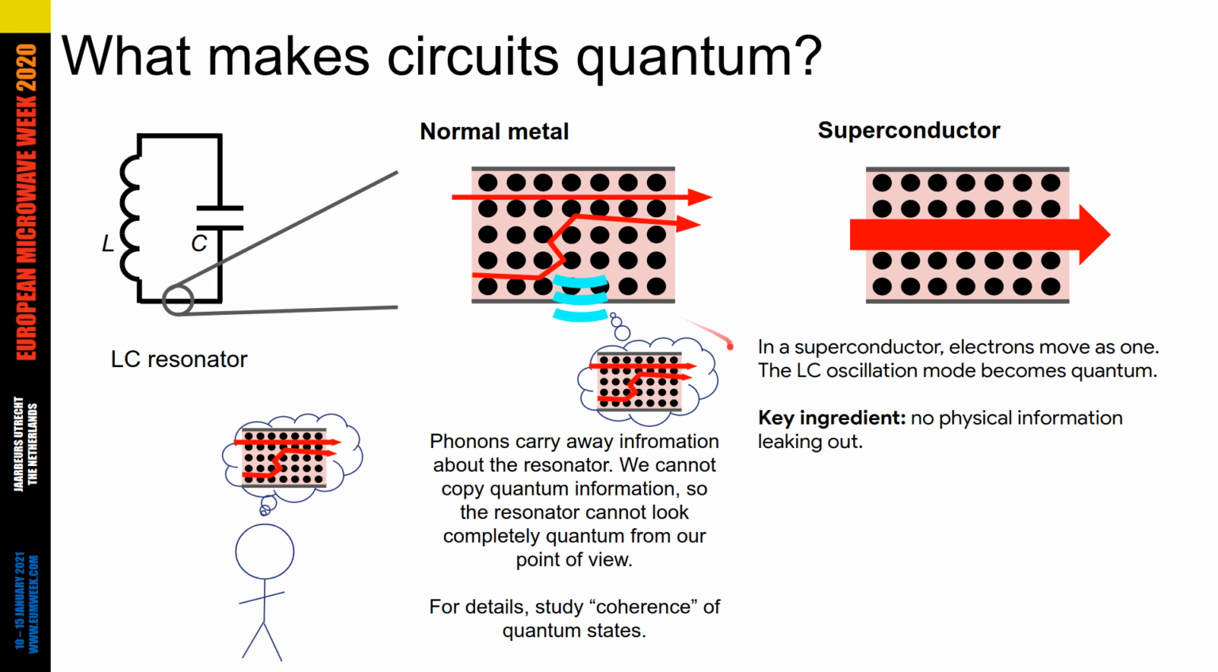So there's a simple solution. If we simply make the resonator out of a superconducting metal and cool it down, then the electrons no longer scatter and there's no more leakage of information away from this resonator. And if we do that, all of the physical information about the resonator remains in the resonator. It turns out that's all you have to do to make an electrical circuit behave quantum mechanically. You just cool it down, get rid of all the noise processes that were carrying away physical information, and that circuit really will behave quantum mechanically.